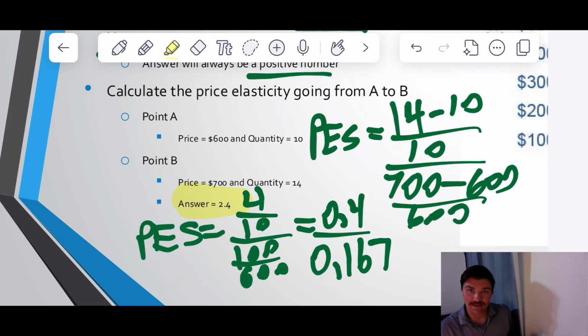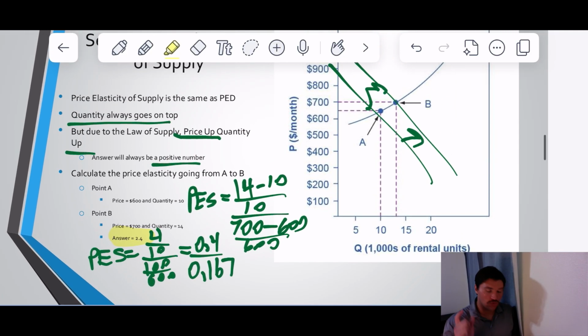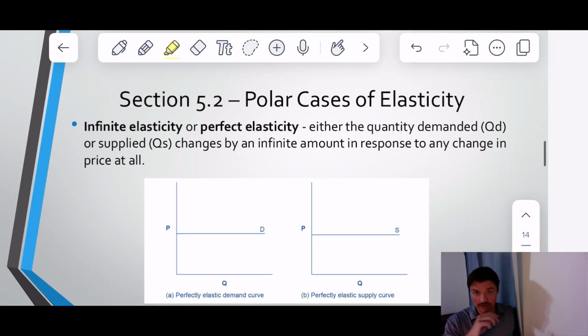So that is the principle behind the price elasticity of supply. Again, because price changes, quantity changes. So we're just looking at this from a supply side example. Right? New minus old divided by old, new minus old divided by old. Very important.